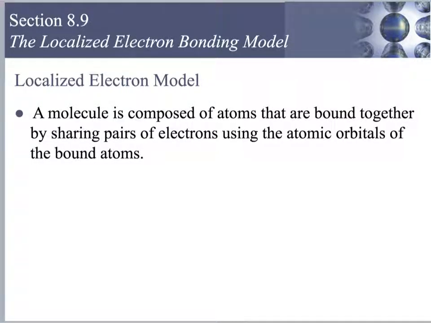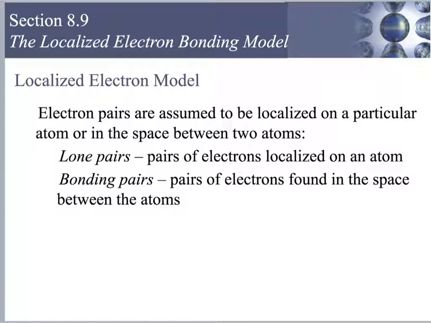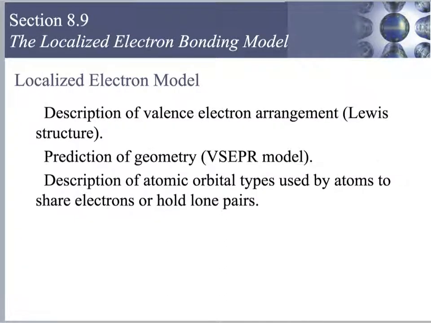So this is the model that we'll typically use, which is we're just going to think about bonds as being an overlap or a sharing of electrons from atomic orbitals. In the localized electron model, we have lone pairs, so these are pairs of electrons that are localized around a particular atom, and then we have bonding pairs, which are the ones that are shared between different atoms and are assumed to be located in the space between the atoms, at least in terms of one type of bond, which we'll find out later is a sigma bond, but we'll get to that in a little bit.